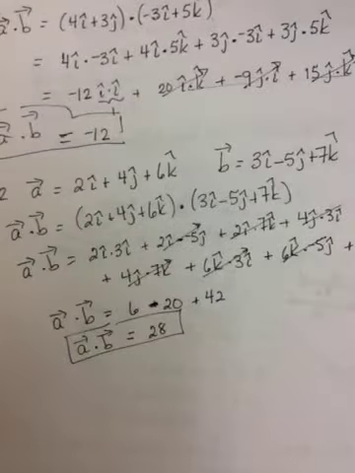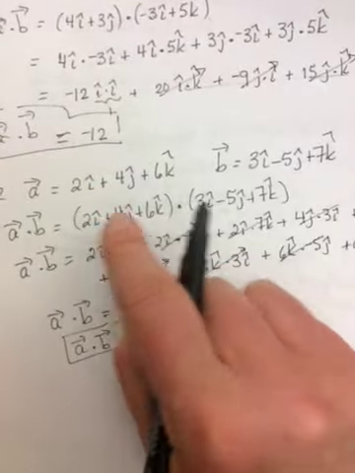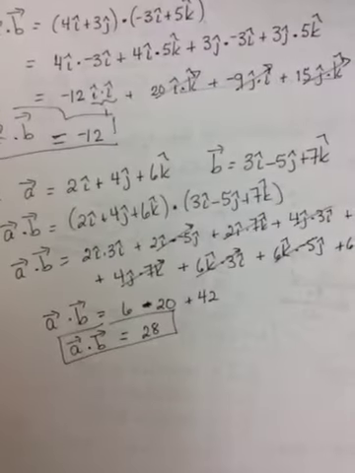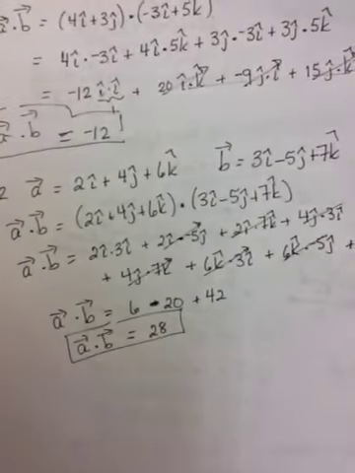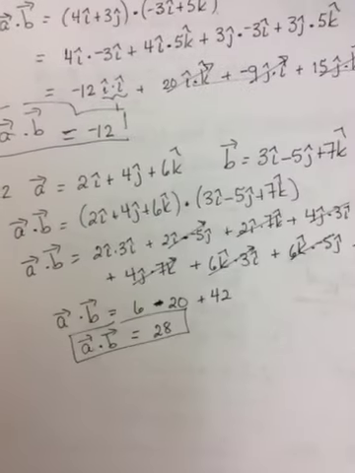Done. Makes sense? So really, when you're dotting them, it's just the terms that are the same that stay, and all the other terms disappear because all the other terms are perpendicular. All right. Now, that's one piece.